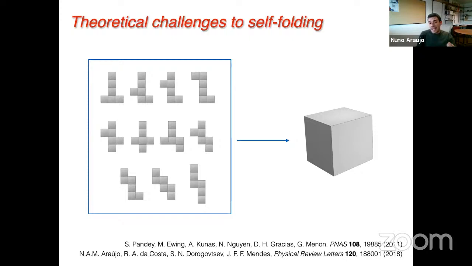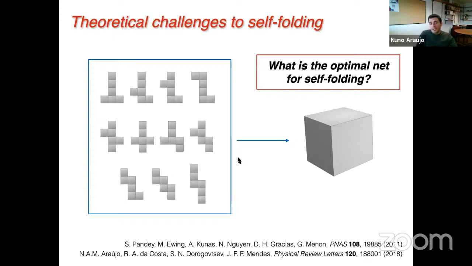However, even in the case of the cube, there are 11 non-isomorphic nets that can fold into the cube. And therefore, one interesting question is, what is the one that will be optimal in terms of self-folding? So we are really looking at a problem of n to 1, where n is the number of nets and 1 is the final folded configuration.